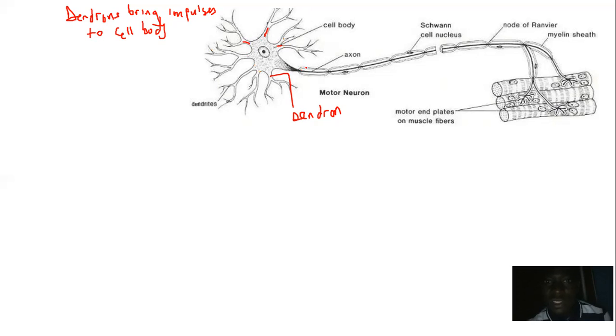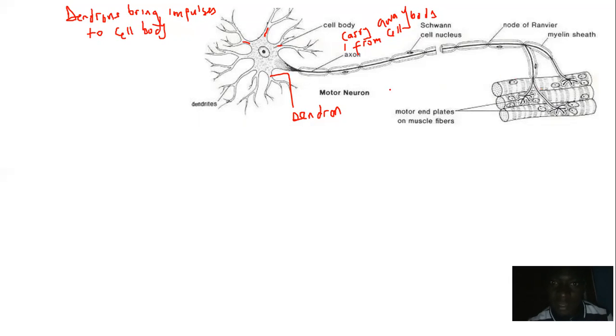And then axons take away impulses, or they carry impulses away from the cell body. So axons carry impulses away from the cell body, okay? And of course, it has some other different parts. It has the cell body, which contains the nucleus that controls the activities of the cell. Now, it has the axon, which is, of course, carrying impulses away from the cell body towards the effectors, okay?